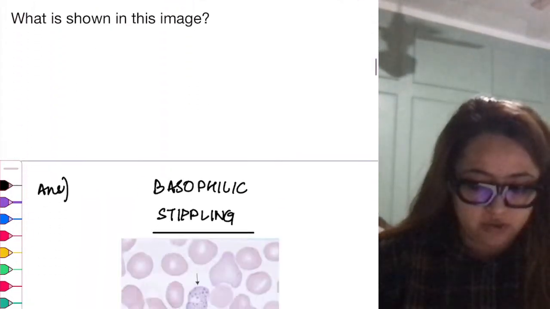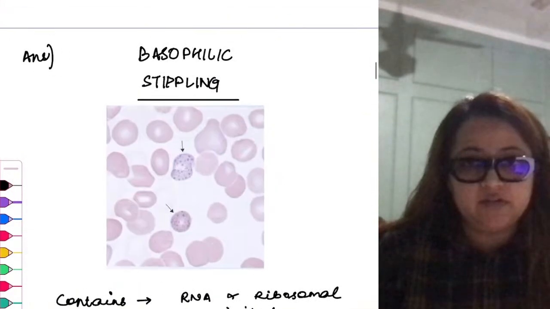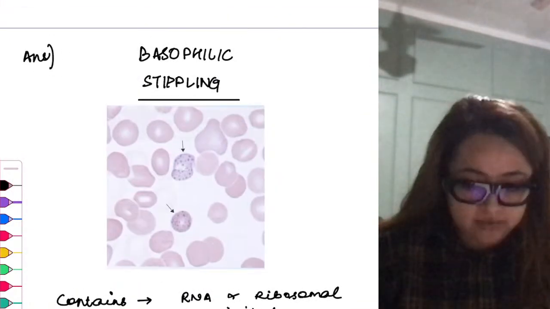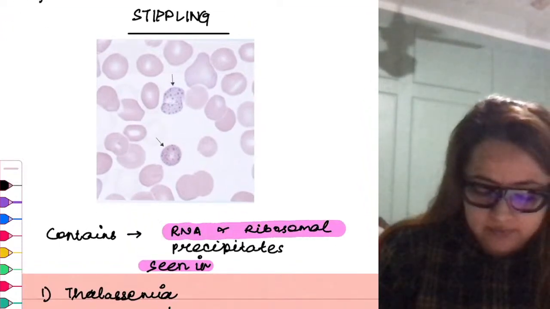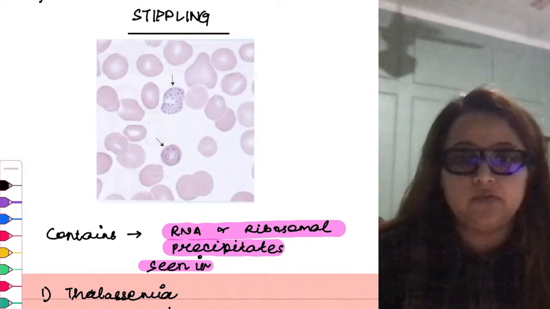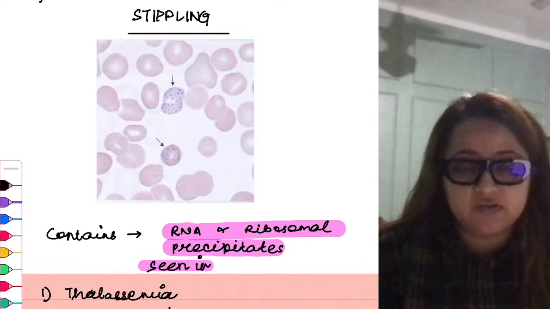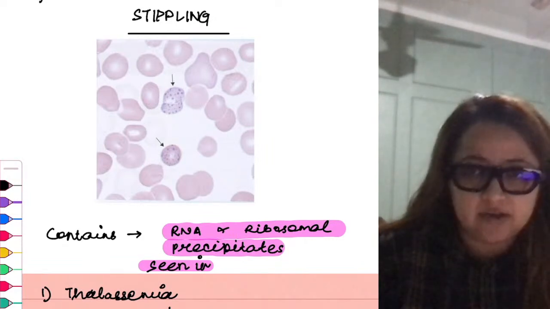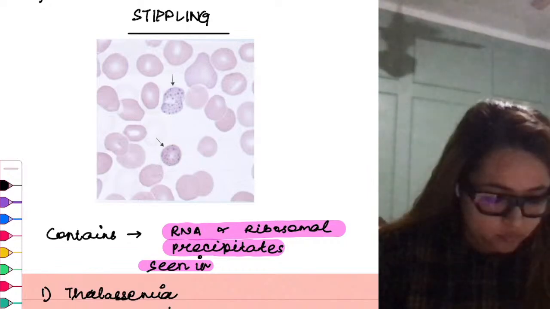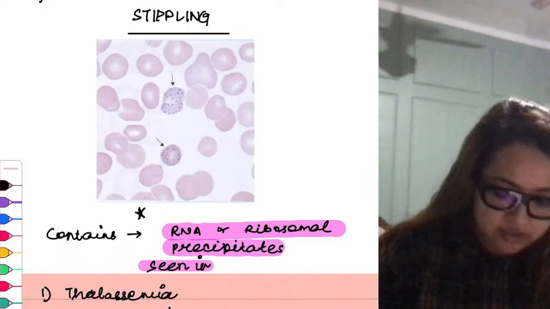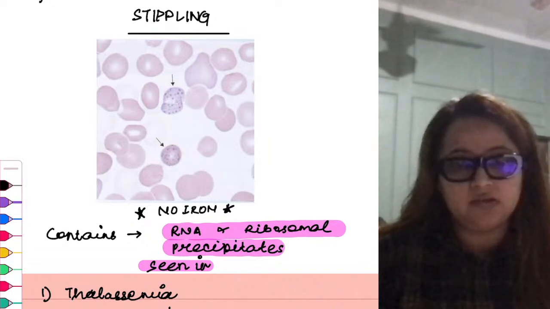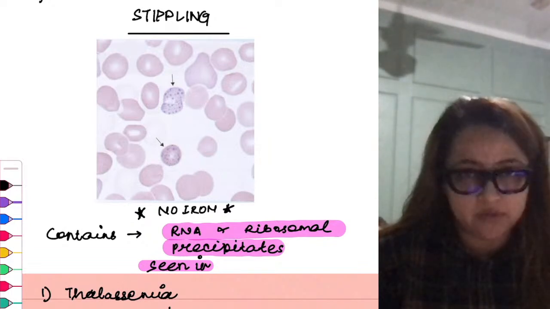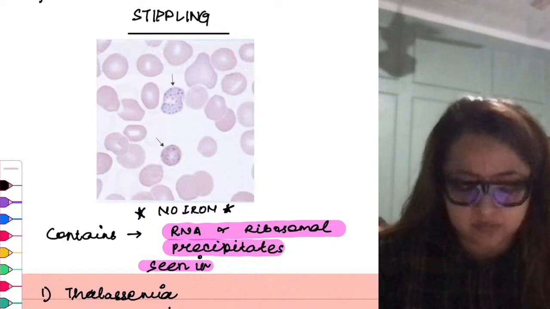Now coming to the important points. What do you think basophilic stippling contains? You should know that basophilic stippling contains RNA and ribosomal precipitates. So if they ask you what the contents of basophilic stippling are, your answer should be that RNA and ribosomal precipitates are there. And one more point that you should never miss is that it does not contain iron. No iron. This point please keep in mind. So the RBCs containing this basophilic stippling have RNA and ribosomal precipitates present.